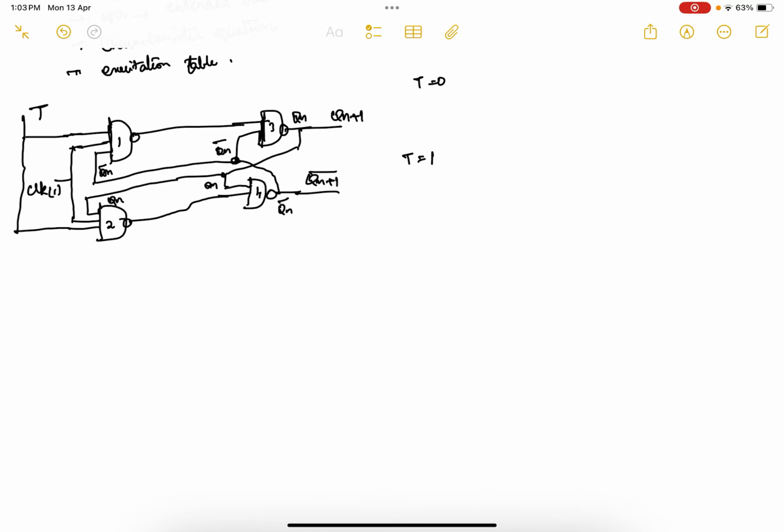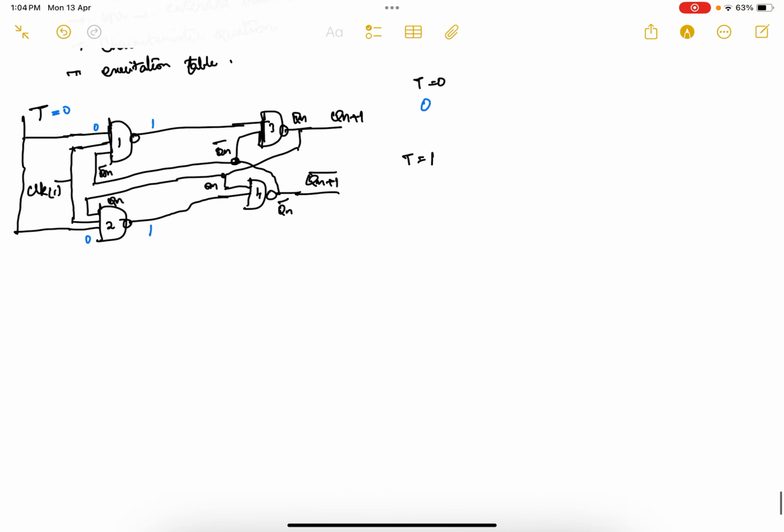So now I will start with the first operation, that is T equal to 0. If T is 0, one of the inputs will be 0 over here. Here also one of the inputs will be 0. And already we know that if any one of the inputs for the NAND gate is 0, I don't need to worry about the other input. Automatically the output will be 0 into anything is 0, 0 complement, you will get the output as 1. And here also I will get the output as 1.